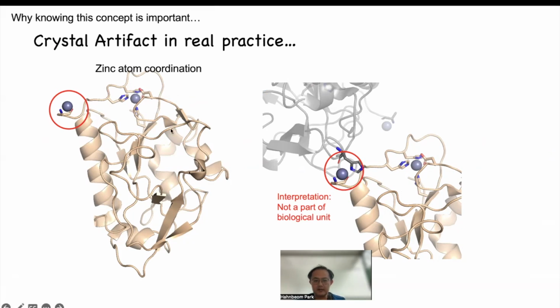This one behind is real metal coordination, but this one is an artifact. This can only be built when there is a crystal symmetry unit here. So this is only formed in the crystal condition and not formed in the biological condition. And you can only know this by generating the symmetric mates from your crystal structure.